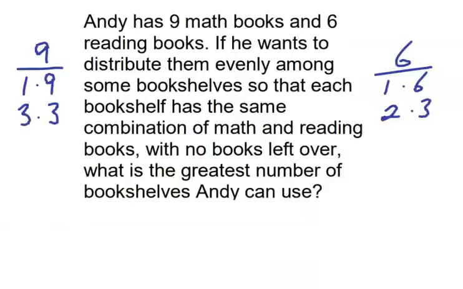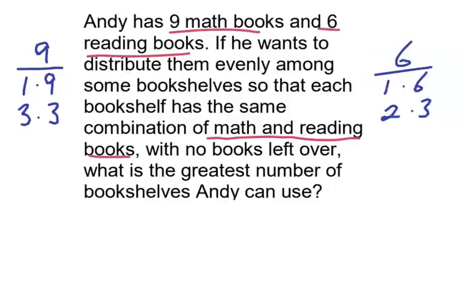Andy has 9 math books and 6 reading books. If he wants to distribute them evenly among some bookshelves so that each bookshelf has the same combination of math and reading books with no books left over, what is the greatest number of bookshelves Andy can use? Okay, we just need to find the greatest common factor of 9 and 6.